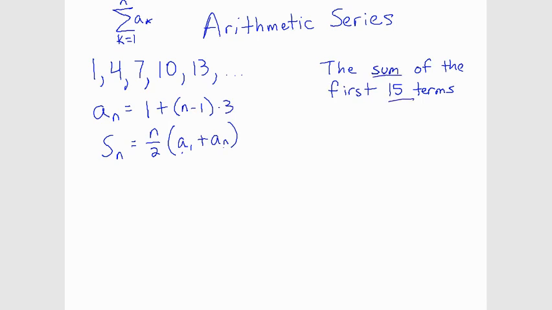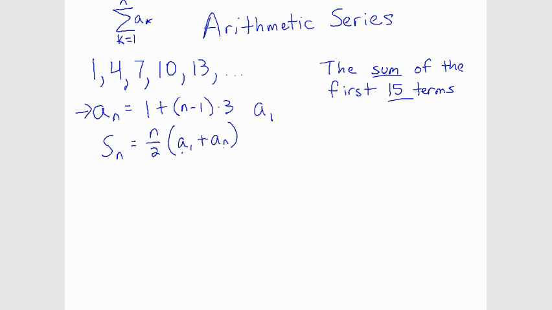Now, could you theoretically list out all 15 terms and then add them up? If you want to go ahead and do that, be my guest. But suppose I said, hey, the first 15,000 terms. You're definitely not going to want to do it then. So let's use the formula to find the 15th term in the sequence.